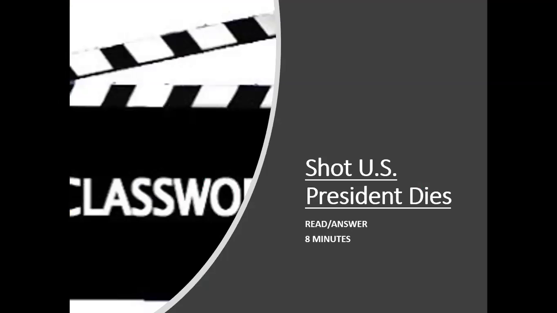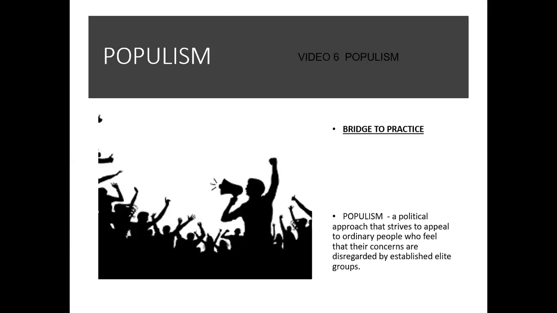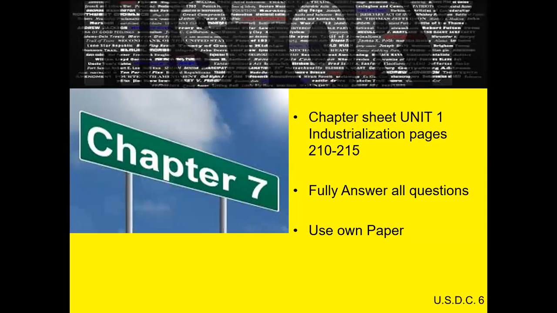Okay, two assignments now. Shot U.S. President dies. I believe it's assignment 6 and 6B. I want you to take care of the shot U.S. President dies. It's a very simple assignment. Read the paragraphs and answer. After that, go to your chapter sheet, read pages 210 to 215, and as you're reading, answer these questions. They're very simple questions. They are in chronological order. Simply as you read, write these things down. Pause and take care of those two assignments.